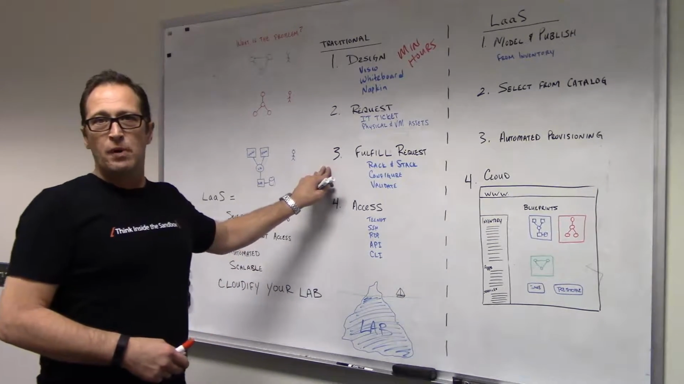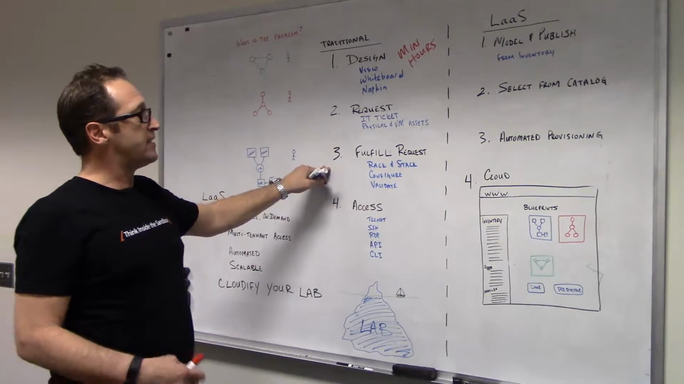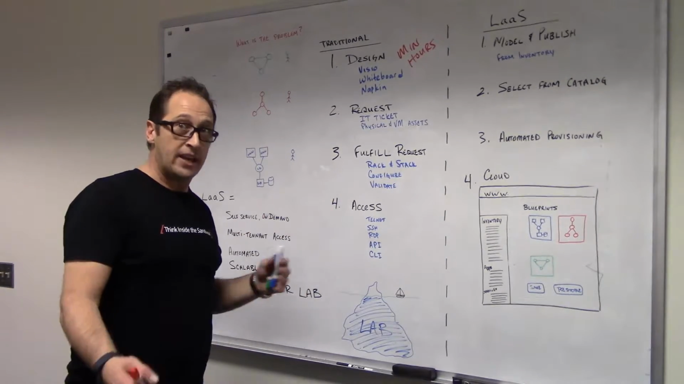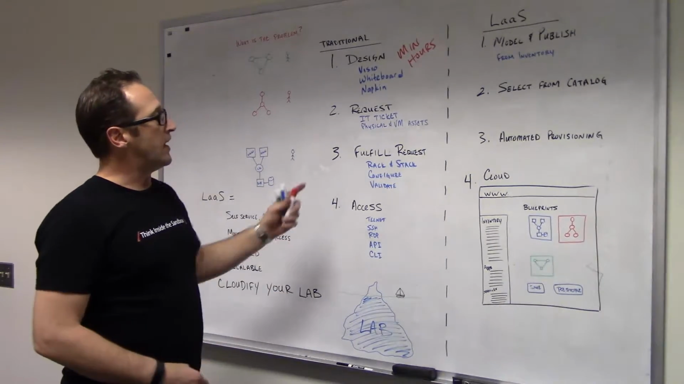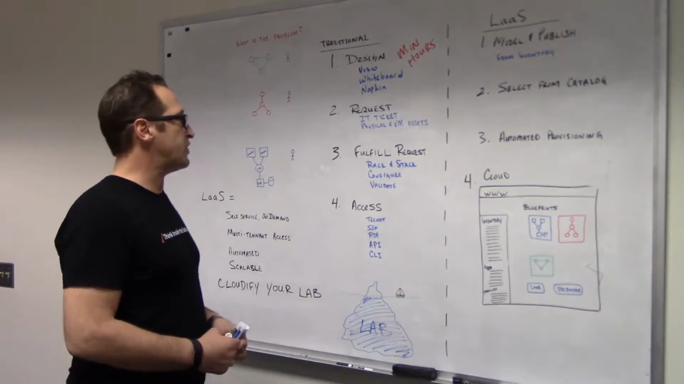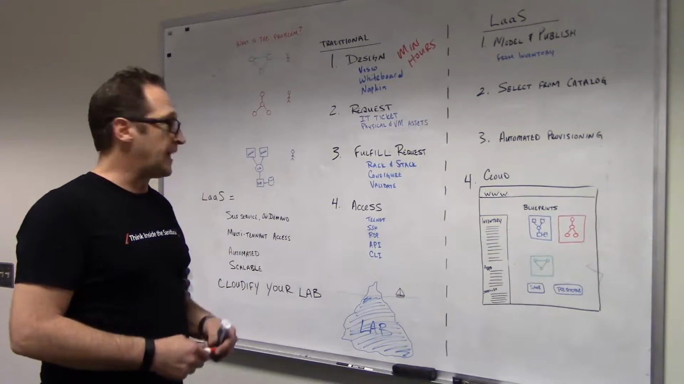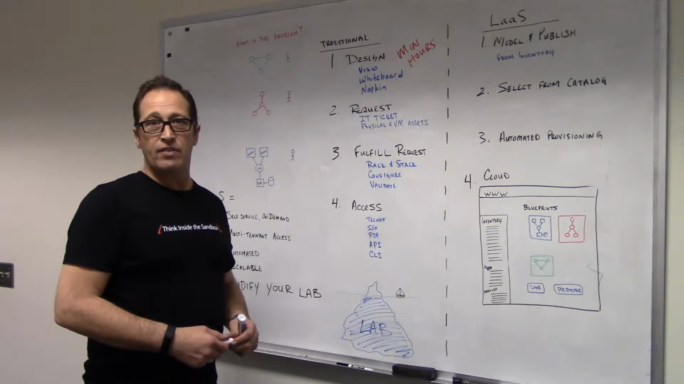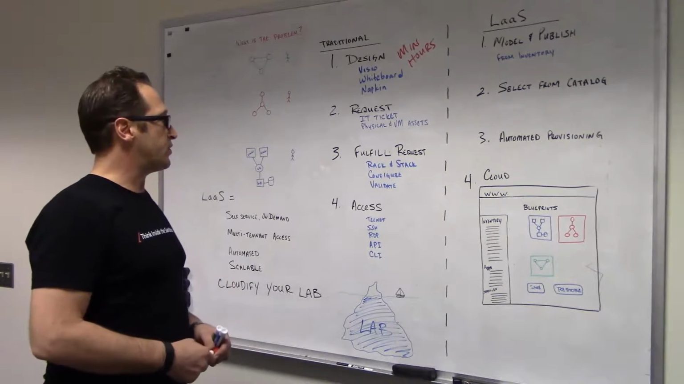Then comes the fulfillment part. This is the part where the IT team goes and takes that request and actually has to make it all happen, make it come together. That usually involves rack and stack, configuring, pulling things from inventory, making connections, and then validating the environment so that it's ready for the users.